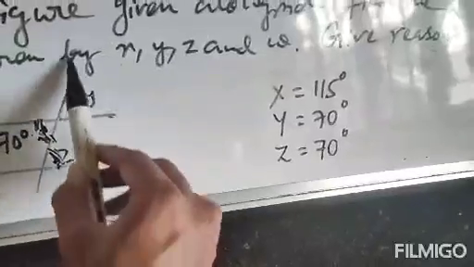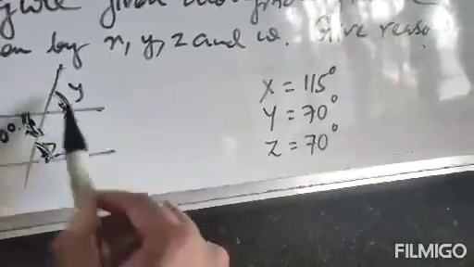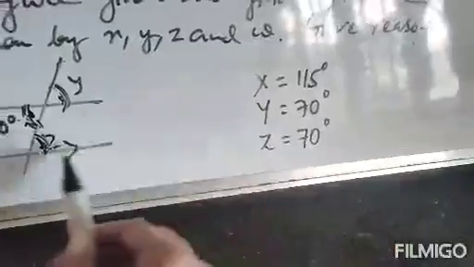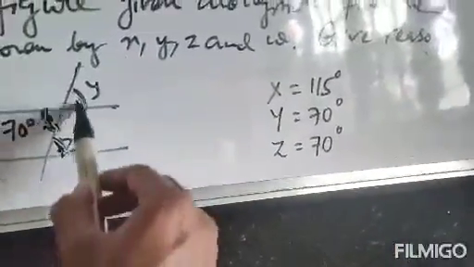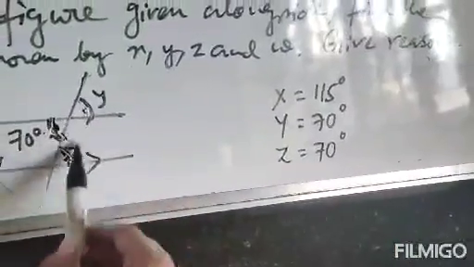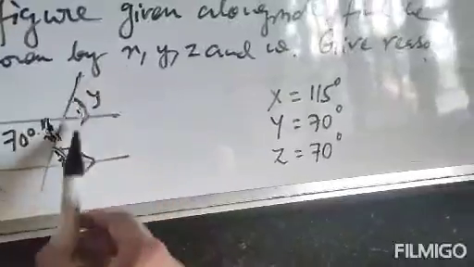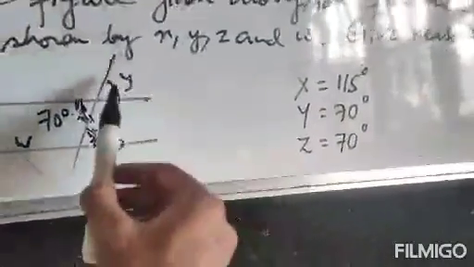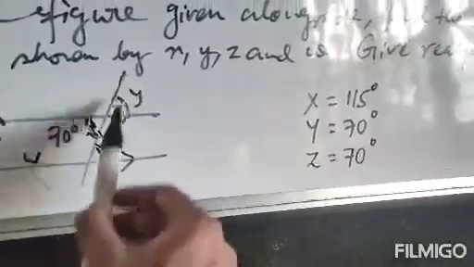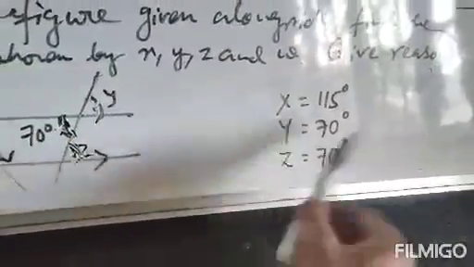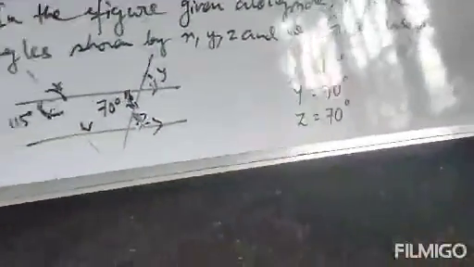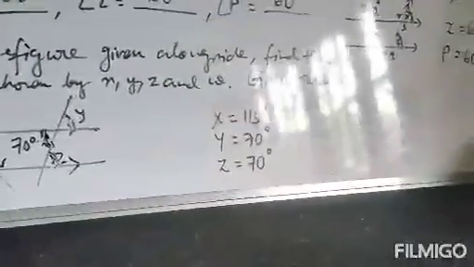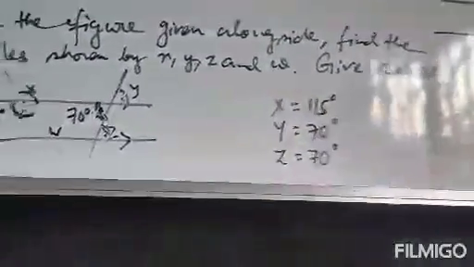Second method is that this is the transversal, this is the parallel line. So if this is the y, the value of y is 70 degree. So z will also be 70 degree, because these two angles are corresponding angles, because these two angles are on the same side of the transversal, and we know corresponding angles are equal. So on that concept, angle z will also be equal to y, and y is 70 degree, so z will also be 70 degree. So those are the two methods for finding the value of z. So x is 115 degree, z is 70 degree, and y is also 70 degree.